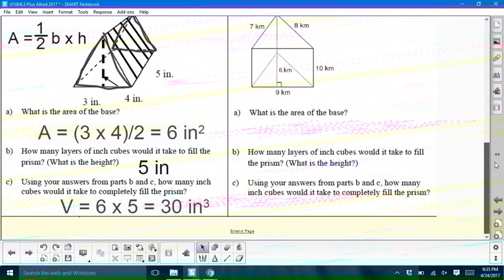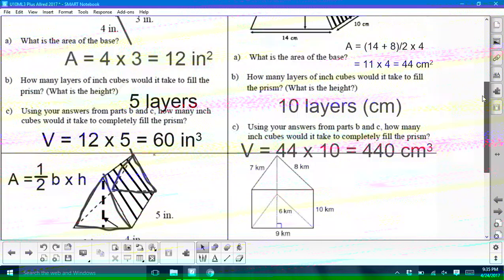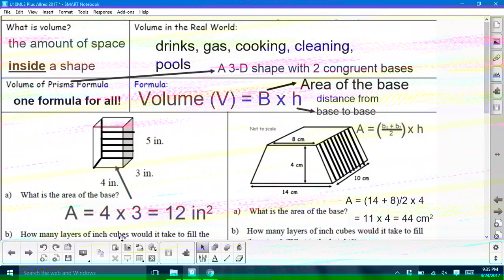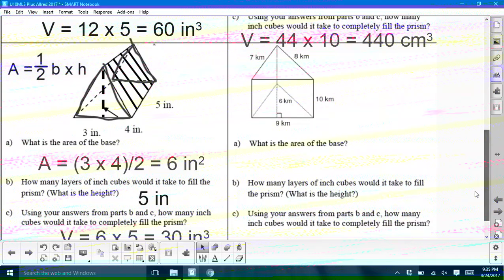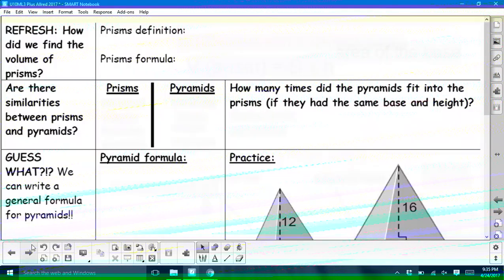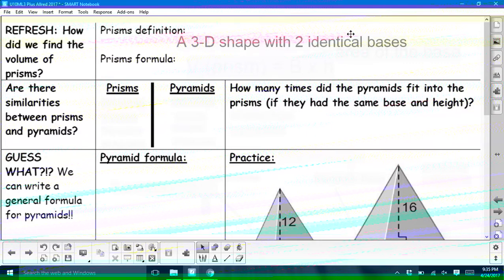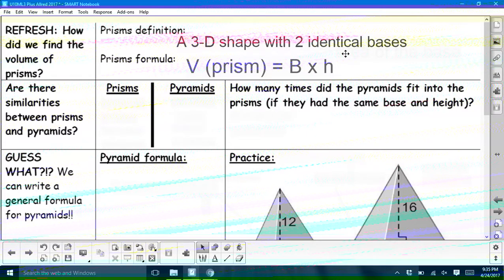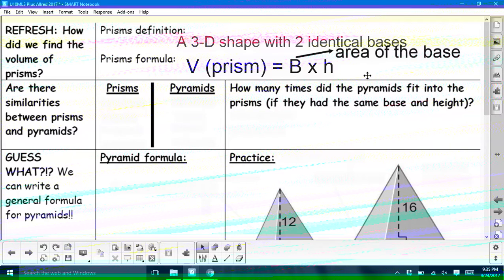Okay. Edpuzzle is going to ask you right about the next one, the next triangular prism. And we're going to move on here to the pyramids on the right side of your paper. Okay. Again, a prism is a 3D shape with two identical bases. We use the formula big B times H, where B is the area of the base and H is the distance from base to base.